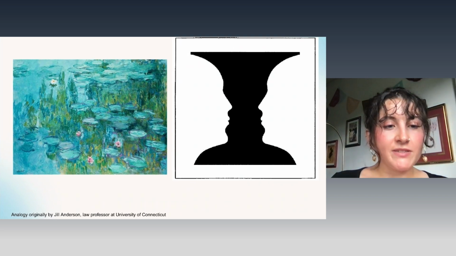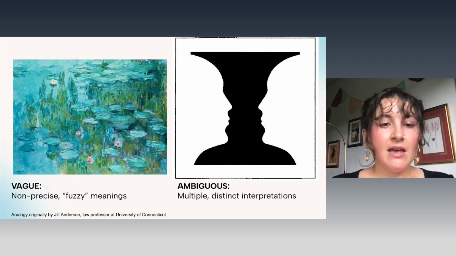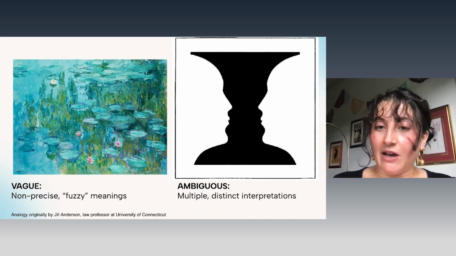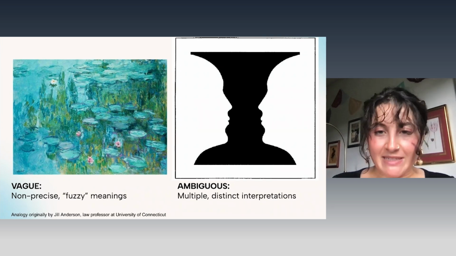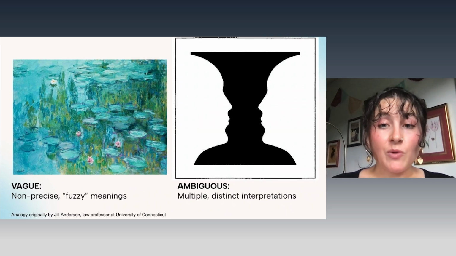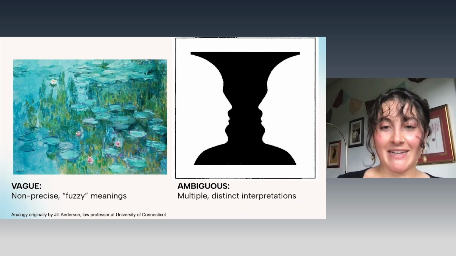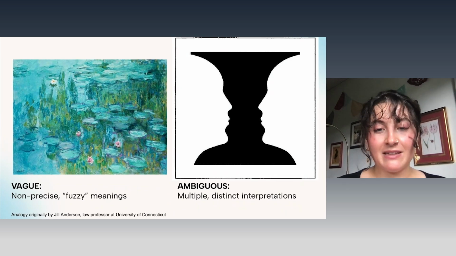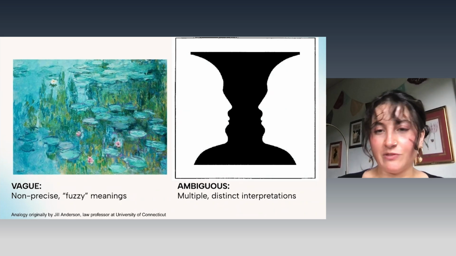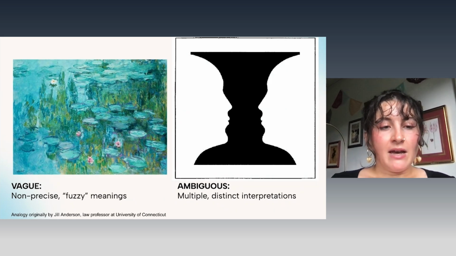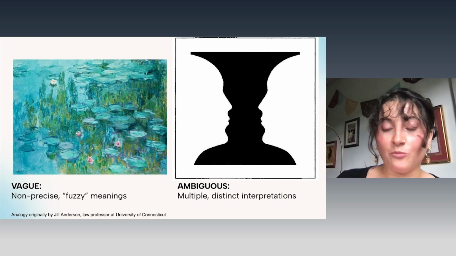So these artworks are really great to help understand vague versus ambiguous. I think these terms get conflated a lot, but they are different. So vague refers to non-precise, fuzzy meanings, whereas ambiguous, there are clear interpretations. They're just distinct. So multiple, at least two distinct interpretations. And I also don't say this to be a stickler, like you always have to use the right term. It's more so if we're aware that there are these different concepts, we can check for both of them when we're writing.